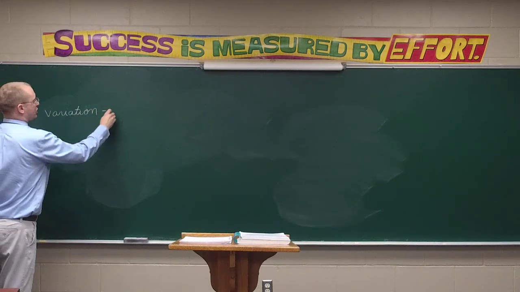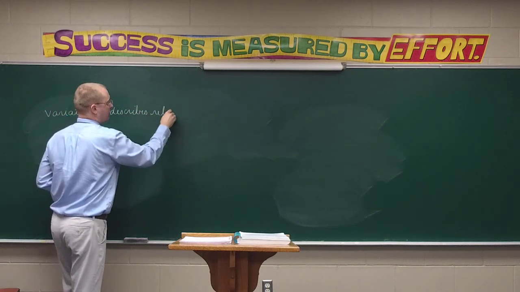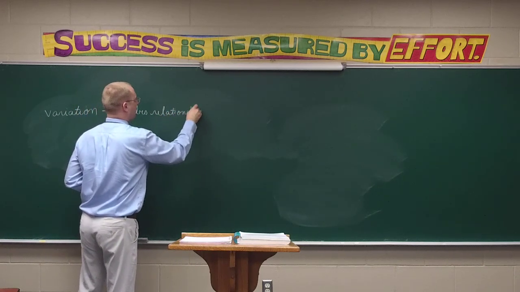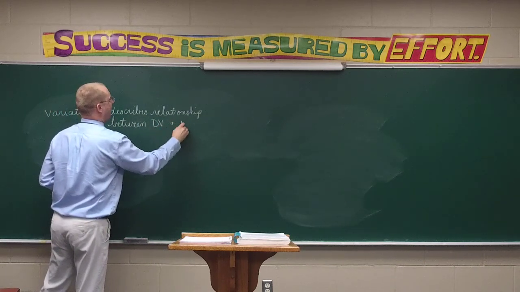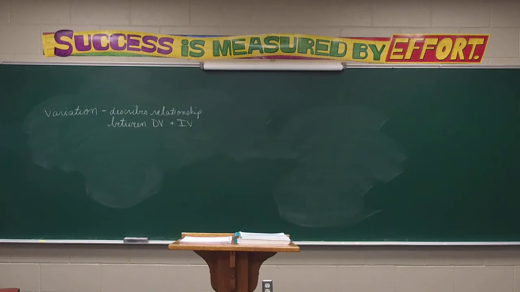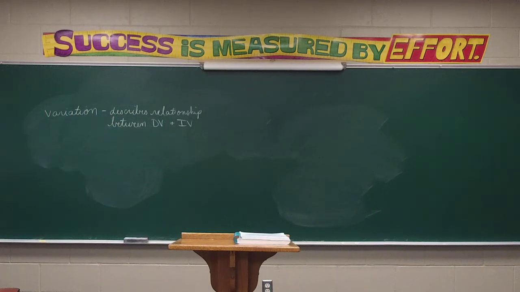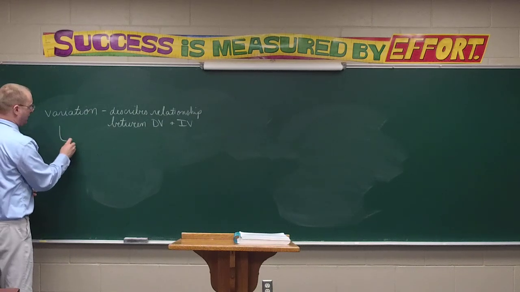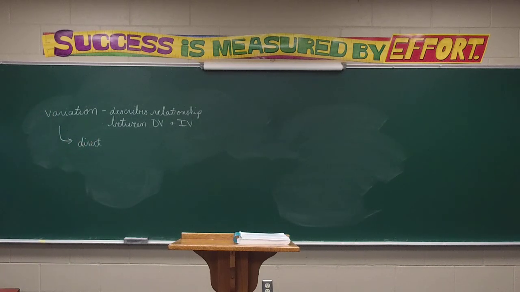Variation describes the relationship between the DV and the IV. We call it the dependent variable because it depends on the independent variable. It varies dependent upon the independent variable. But how can we describe this variation? Two types of variation that you should have seen in your reading. We'll talk about it here, get them in your notes. The first is called direct variation.